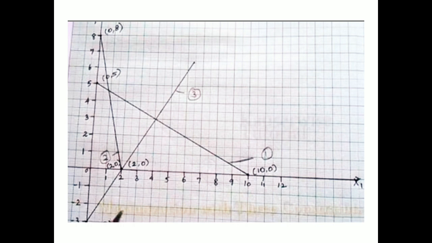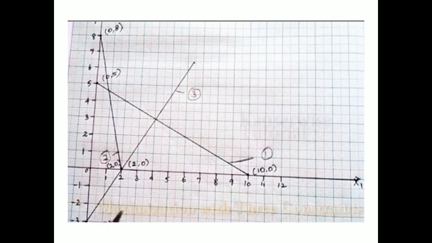So here I have plotted the points 0, minus 3 and 2, 0, and after drawing the line, I got the graph in this way. Now the next step is to find the feasible region. For finding the feasible region, first of all, in this graph paper, I have got the lines for the converted equation forms.